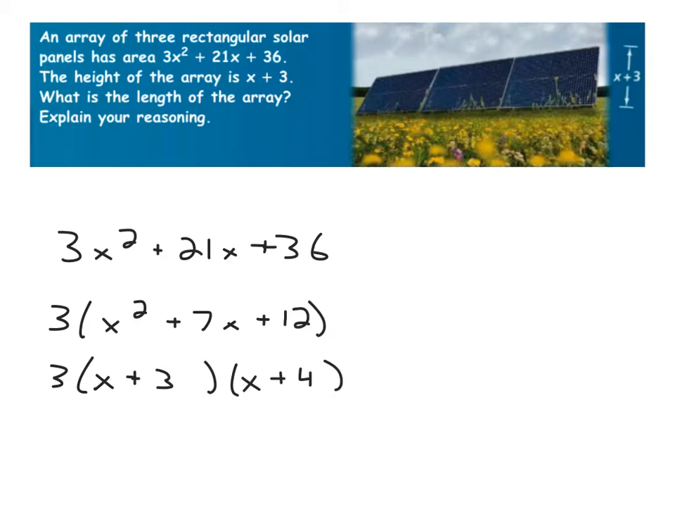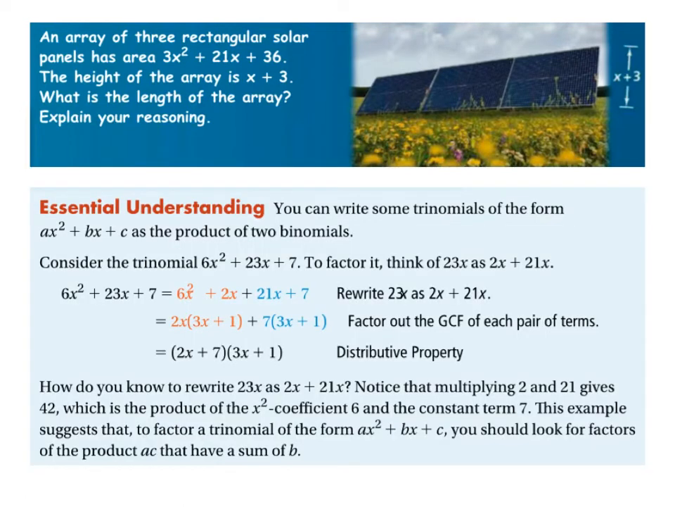Here are some notes for this lesson. You can write some trinomials in the form ax squared plus bx plus c as 2 binomials. Sometimes the leading number is not a common number that can factor out of all the terms, like the 3 that left just x squared. Sometimes it breaks down differently. You can look at this one and say that one's a 6, but these are not both multiples of 6, so it's not going to work like that.